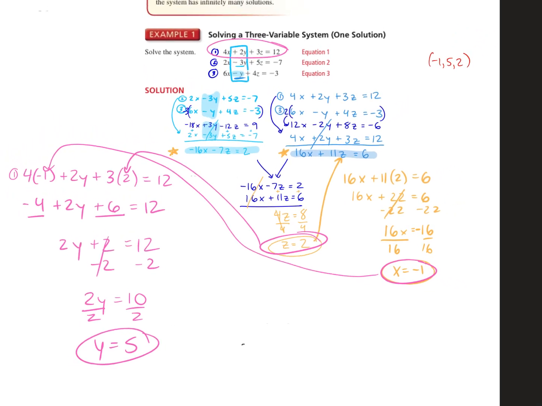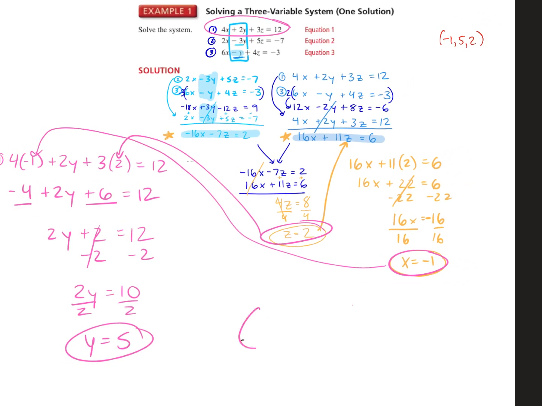And then just like before, we write our answer as an ordered pair. So we always go x, then y, then z. So our x was -1, our y is 5, and our z is 2.